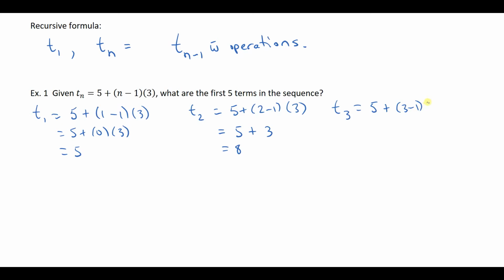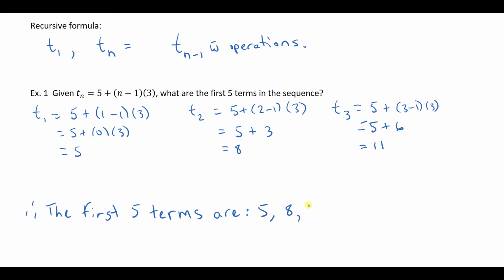3 minus 1 times 3. 5 plus 2 times 3 is 6, so that's equal to 11. And if we notice, let's start writing down what we have so far. The first 5 terms are 5, 8, 11. And you can see now the common difference is 3.